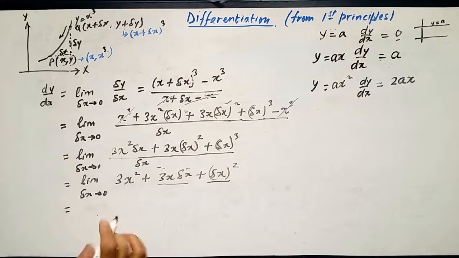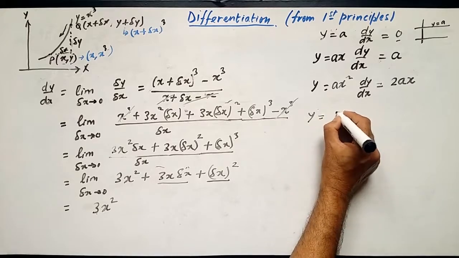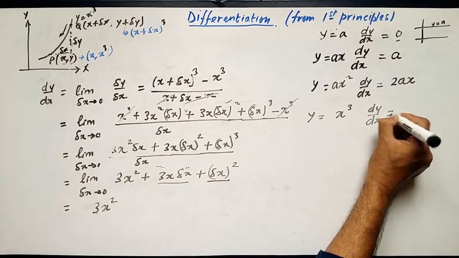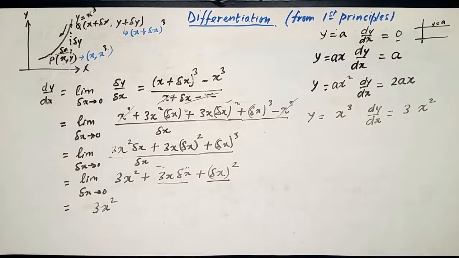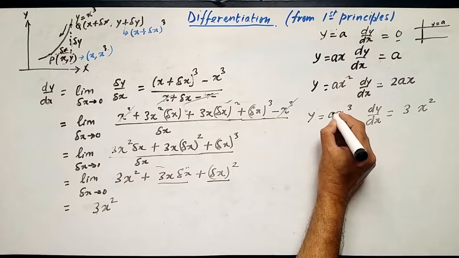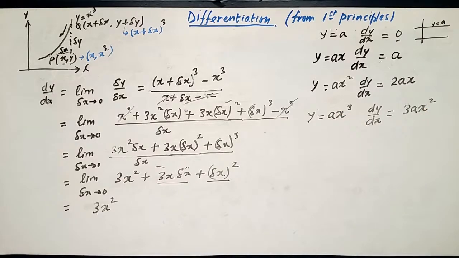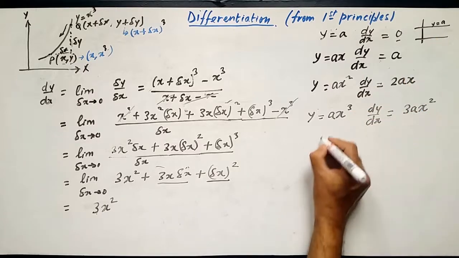So finally we are left with 3x squared. So when y is equal to x cubed, dy by dx will be equal to 3x squared. Now if we have a constant here, it will be a, and a constant a. Now you see, we are getting a certain pattern.